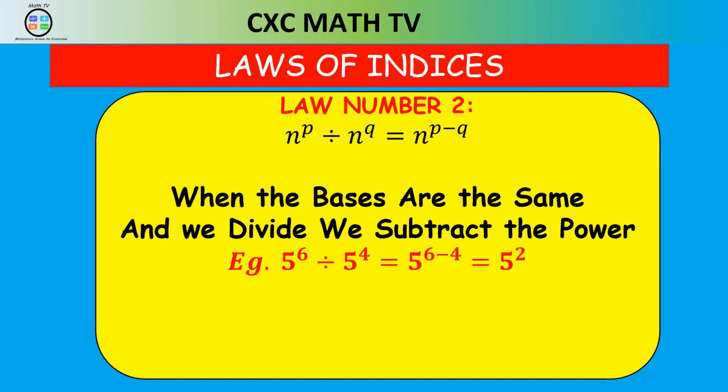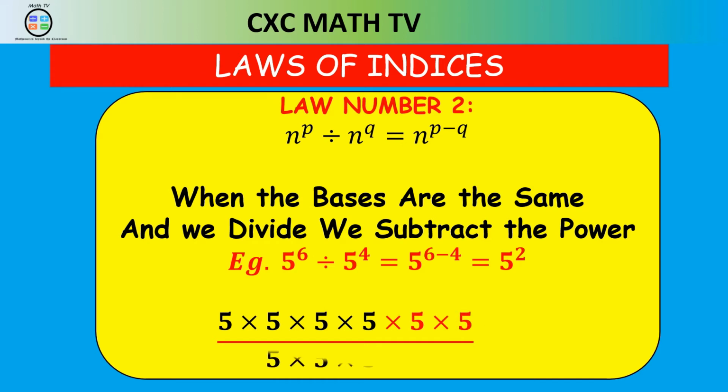If you were to list it out, 5 to the 6 is 5 times 5 times 5 times 5 times 5 times 5. And 5 to the 4 would be 5 times 5 times 5 times 5. Notice that the 5s in black would cancel, and you'd be left with the 5s in red. And 5 times 5 is 5 squared. That's the second law.